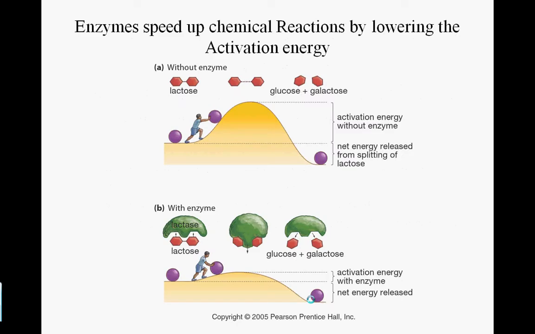Enzymes are another thing that we discussed in Chapter 6. Enzymes speed up chemical reactions by lowering the activation energy. Speeding up chemical reactions implies that an enzyme is a catalyst. A catalyst is anything that speeds up a chemical reaction. So enzymes are a type of catalyst that work by lowering the activation energy.